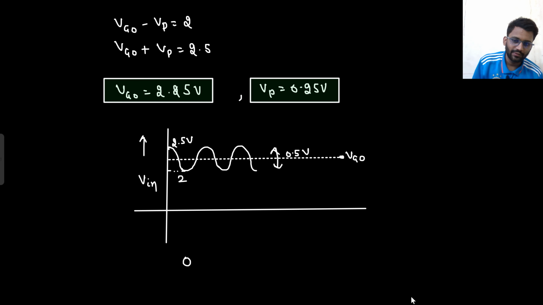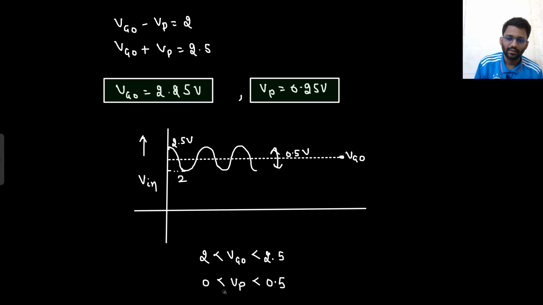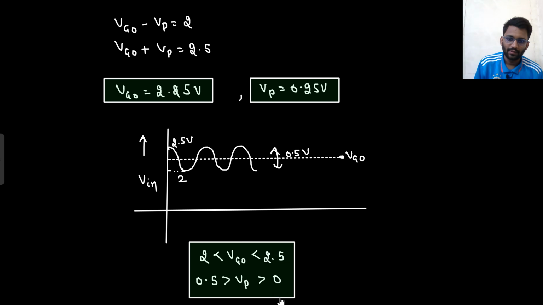So Vg naught can take any value between 2 to 2.5. I am not putting the equal sign, because if Vg naught takes 2.5 value, then your Vp would be 0 only. And what will be the Vp value? Vp can take any value between 0 to 0.5. If Vg naught value is 2, Vp will be 0.5. And if your Vg naught value is 2.5, your Vp value will be 0.